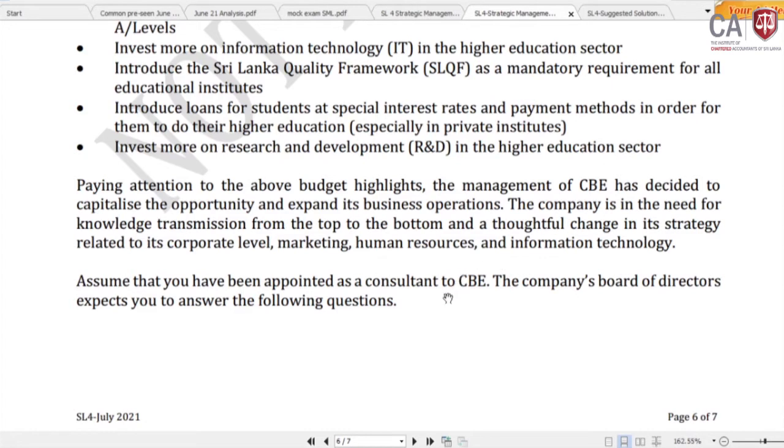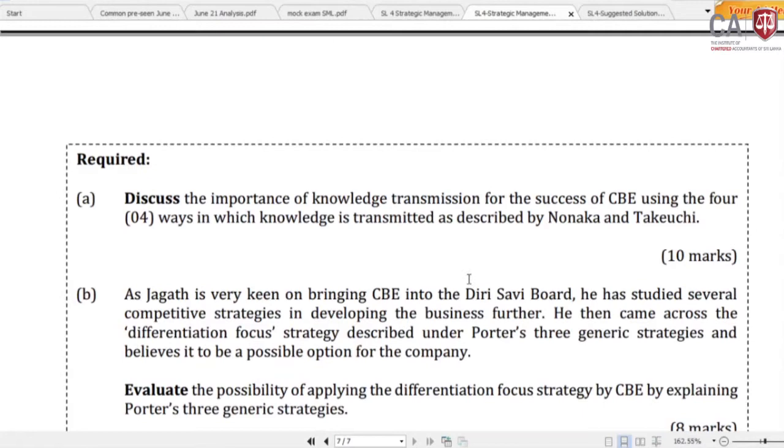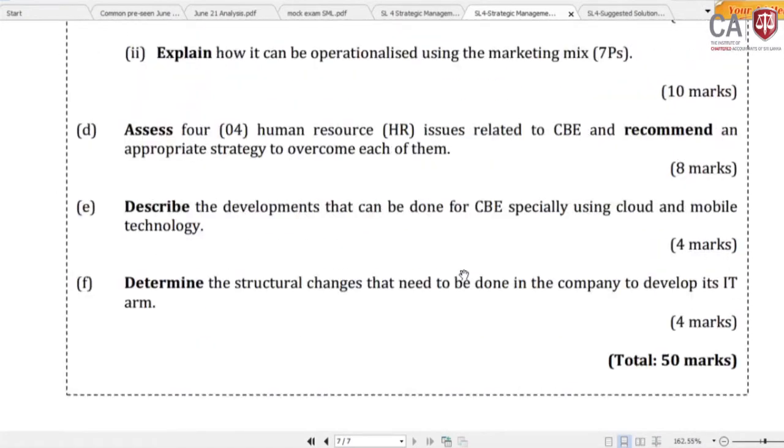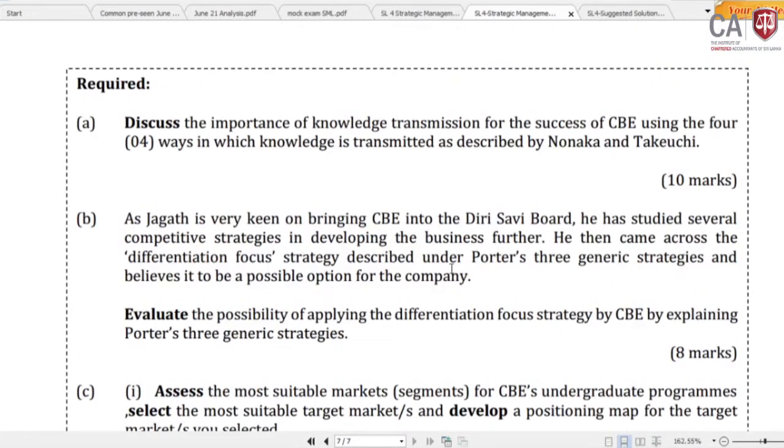Assume that you have been appointed as a consultant to CBE, the company's board of directors expect you to answer the following questions. So, there are 7 questions, right. Part A, discuss the importance of knowledge transmission for the success of CBE using the 4 ways in which knowledge is transmitted described by Nonaka and Takeuchi.